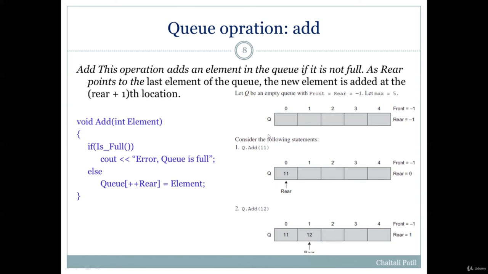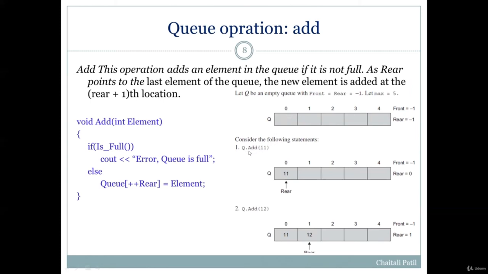Otherwise, increment the rear pointer first, because we have initialized the rear pointer to minus 1, and in an array the index starts from 0. So while inserting an element in a queue, always increment the rear pointer first and then insert the element at that position. While inserting the first element, the rear pointer will become 0, and then at queue of 0, we can insert the element.